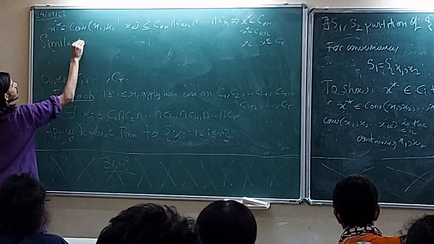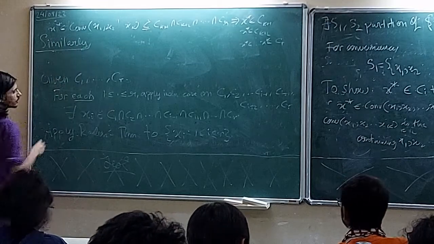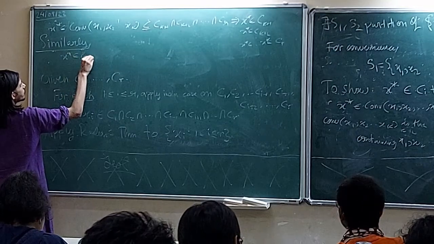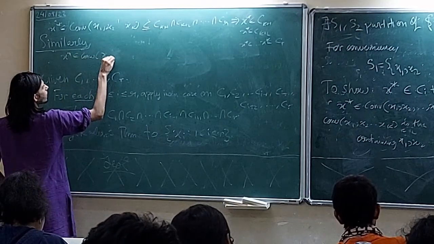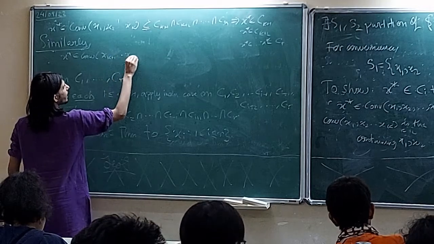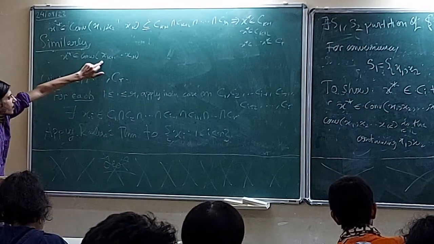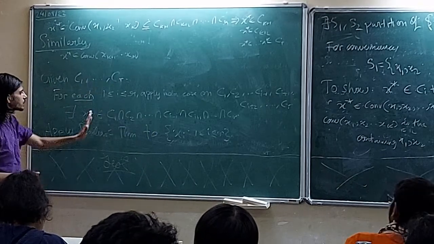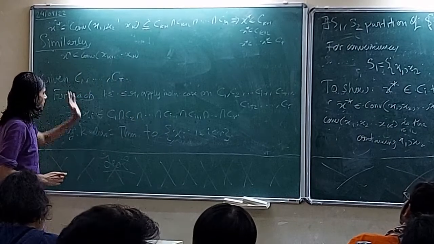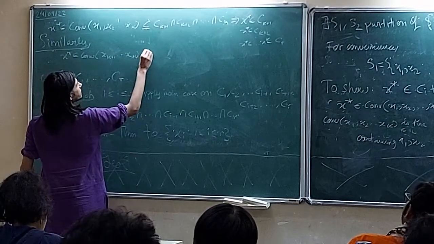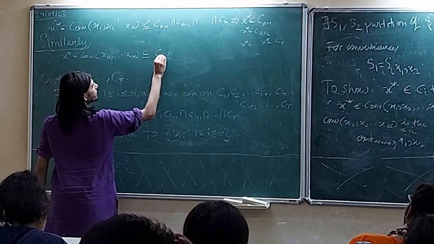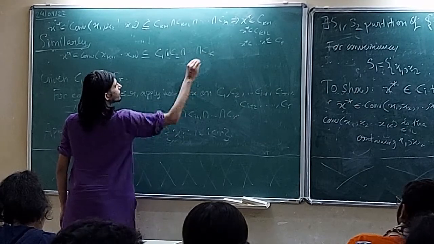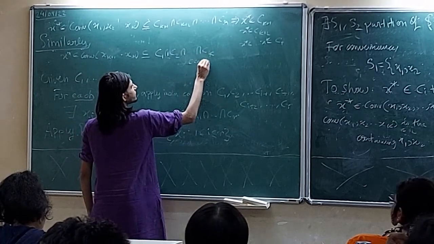Similarly, x star is in the con of x k plus 1 up till x r, and x k plus 1 is in at least c1, c2 up till ck. X k plus 2 is in at least c1, c2 up till ck. X k plus 3 is in at least c1, c2 up till ck. So this is a subset of c1 intersection c2, which is convex by this thing.